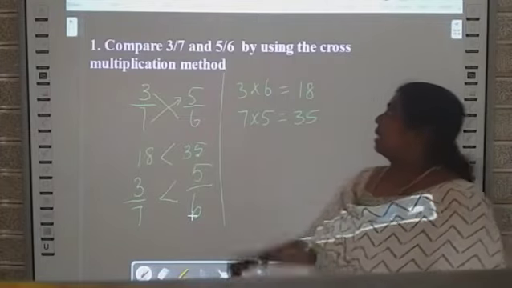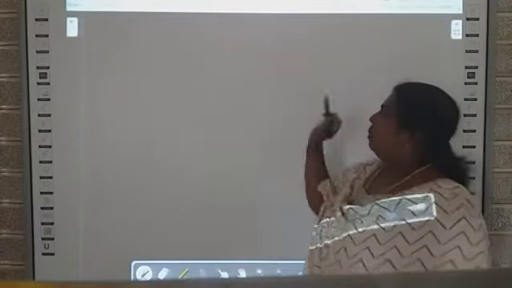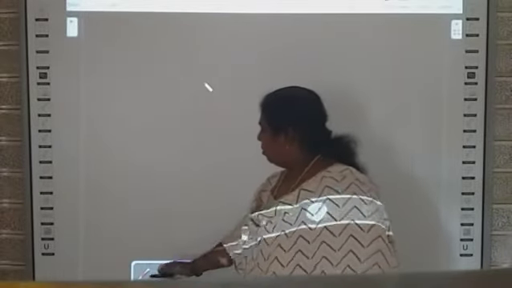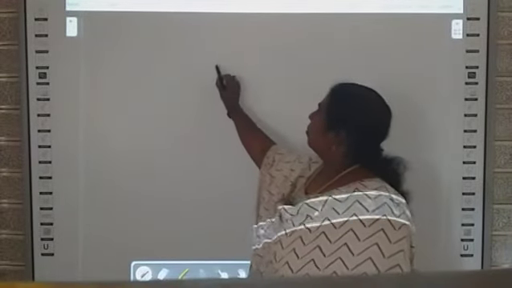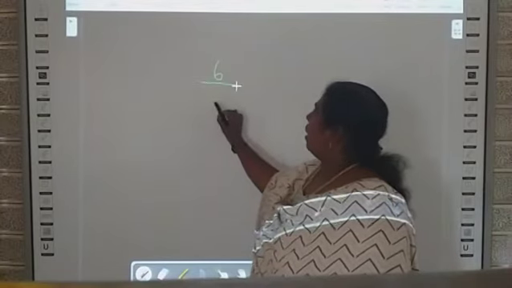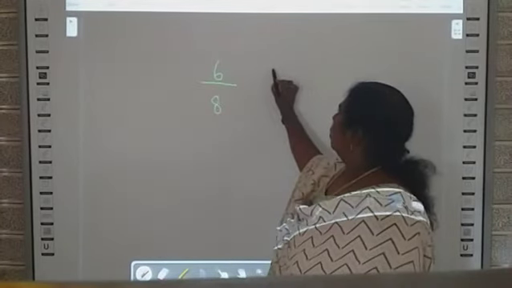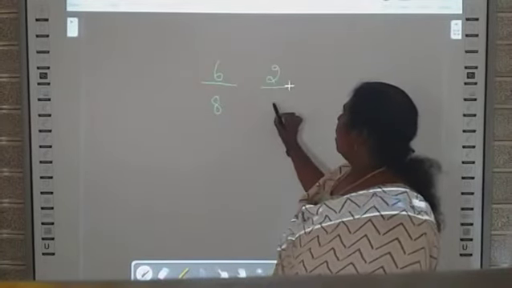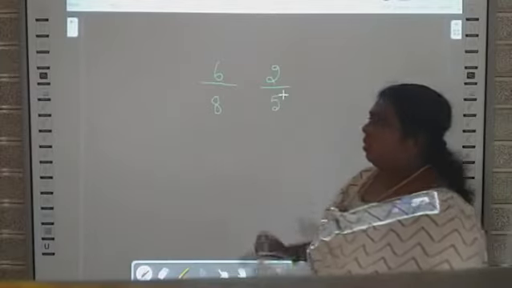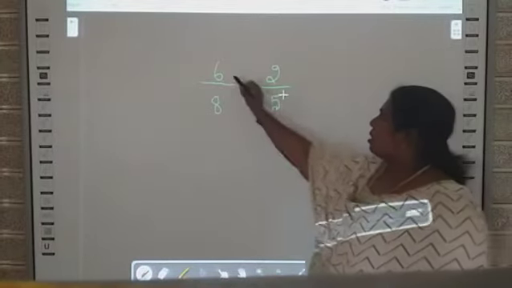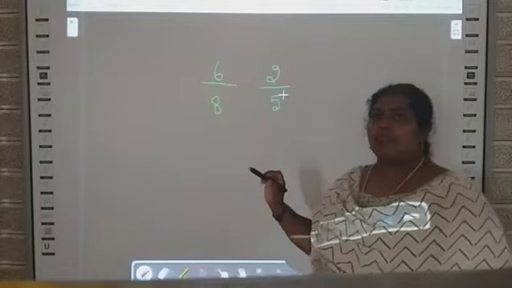One more example, cross multiplication. For example, 6 by 8 and 2 by 5. Yes, cross multiply. So 6 into 5 how much? 6 times 5 are 30.